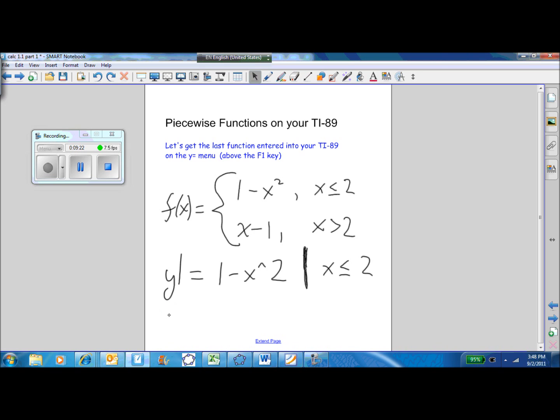For y2, that will equal x minus 1 with, put that big with symbol that you see to the left of the 7 there, x greater than 2. And the greater than symbol is above the decimal point. And use the blue second key to get to the greater than symbol. Okay, you try graphing that while I go ahead and get a picture of this from GeoGebra.